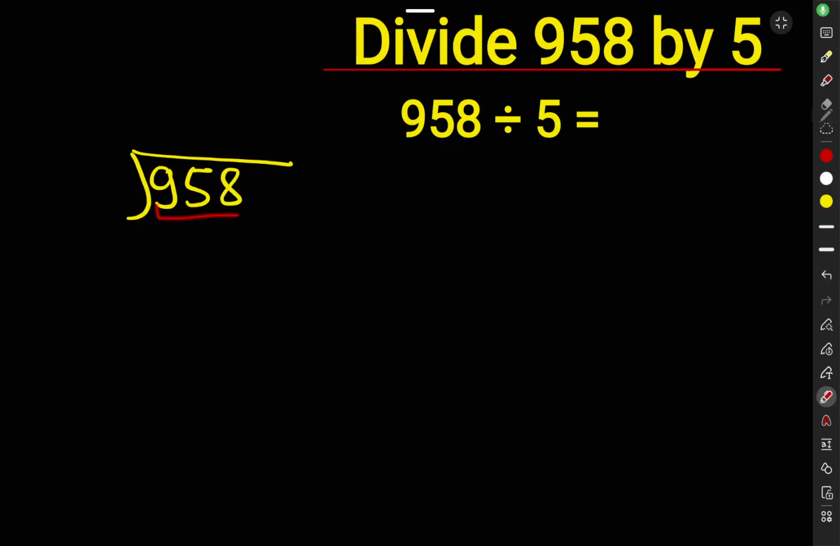Divide 958 by 5 in long division method. 5 times 1 is 5.